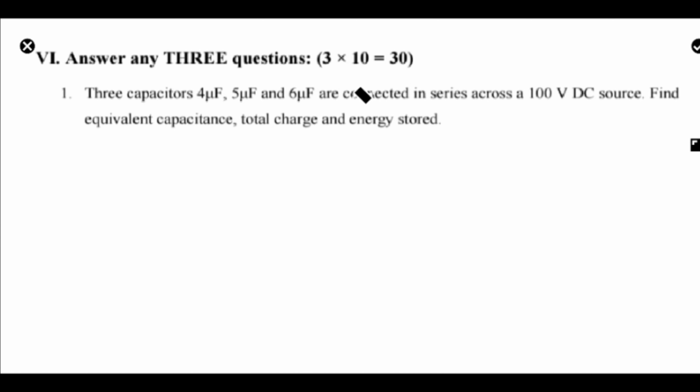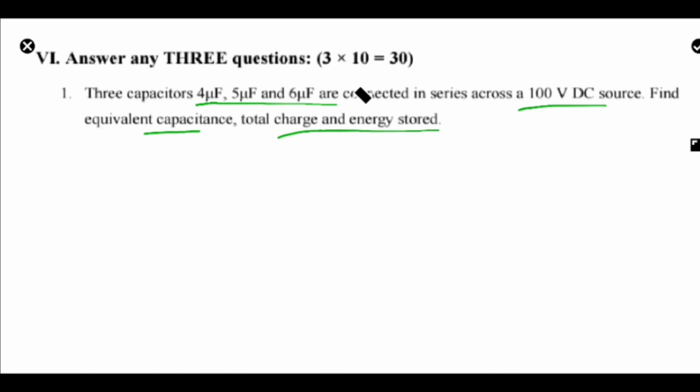This is about concepts of electrical circuits. Model question paper 3, the 10 marks questions. What is the data given? Three capacitors are given, and a voltage is given, DC. We need to find the equivalent capacitance and the total charge and energy stored.